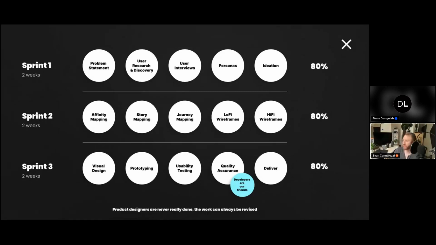Still keeping that 80% rule in mind, right? Because even through all the sprint work, we don't want to spin our wheels on taking 2 weeks just to find the problem statement, right? There might be a change anyway. And if the client changes their mind, we want to be able to adapt to that.